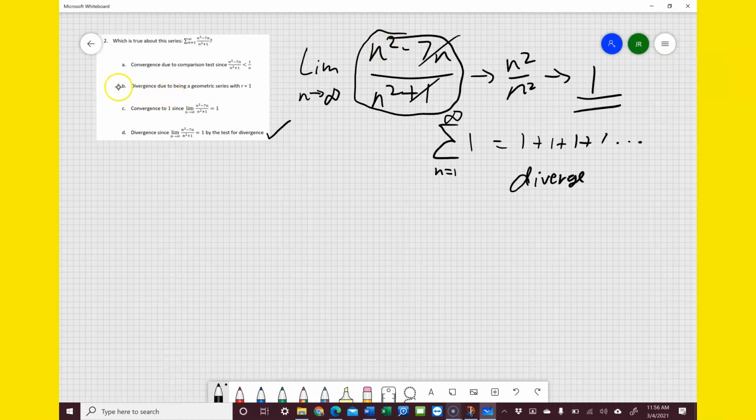It's possible you could also choose choice B here. That may also be true if you think of this as a geometric series, because the ratio between all these numbers is always the same. It's always 1. So you could say the ratio is 1. Its divergence due to being a geometric series with ratio equaling 1. That's maybe also kind of a valid answer as well. Let's go on to the next problem.